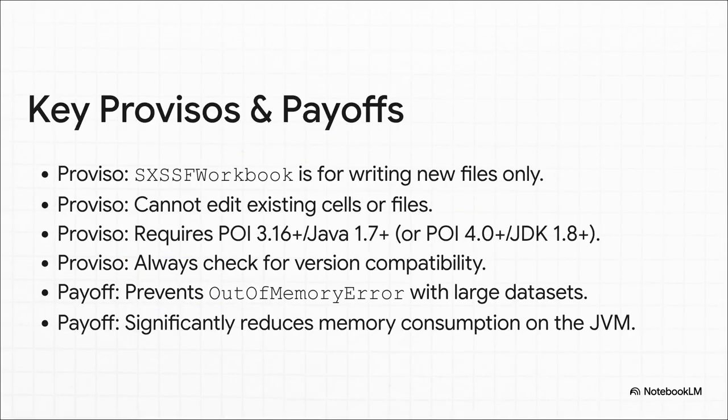So let's be super clear about the trade-offs. The main catch, the proviso, is that this is for writing new files from scratch. Since it's flushing old rows to disk, you can't just go back and edit a cell from way earlier. It's a one-way street. And of course, keep an eye on your POI and Java versions. But the payoffs, they're huge. No more out-of-memory error, and your app will use a tiny fraction of the memory it did before.